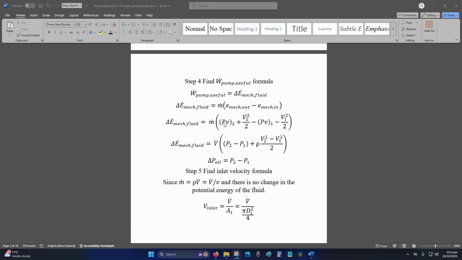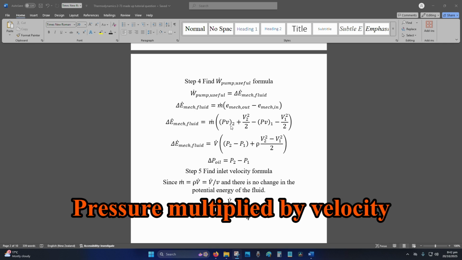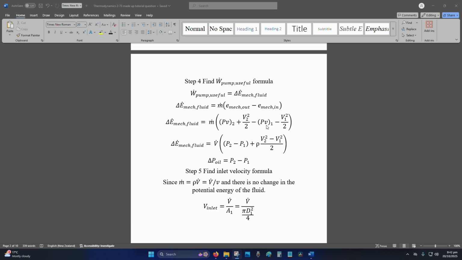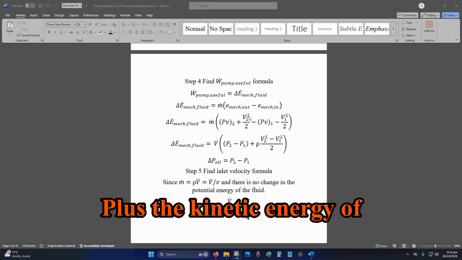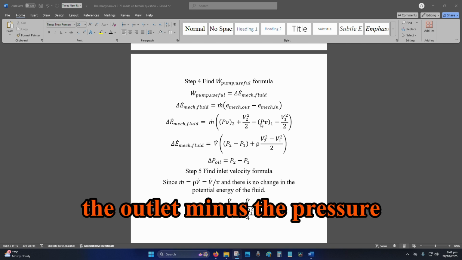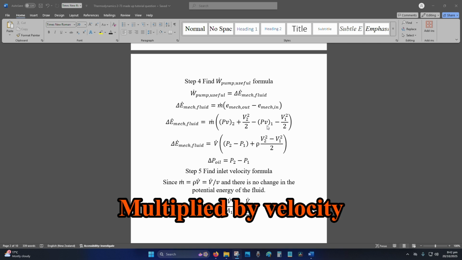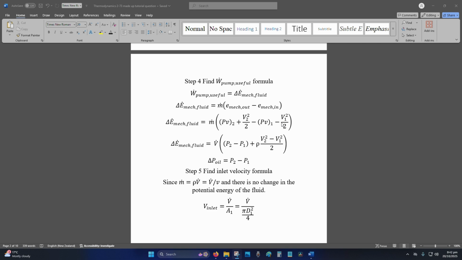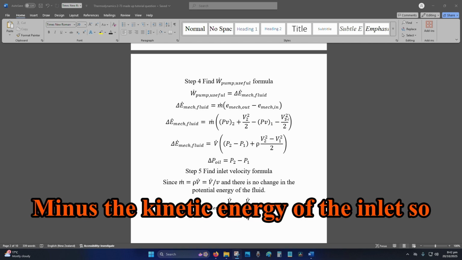We've got pressure multiplied by velocity plus the kinetic energy of the outlet, minus the pressure multiplied by velocity, minus the kinetic energy of the inlet.